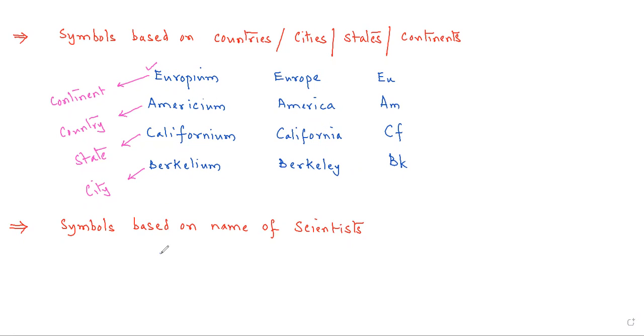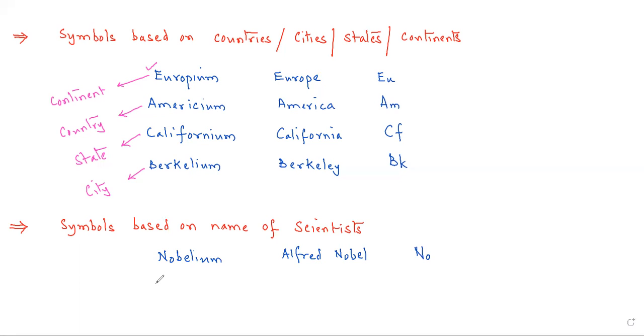We all know the name of a scientist, Alfred Nobel, on whose name an element was named as Nobelium. Name of the scientist is Alfred Nobel. Hope you know that every year Nobel Prize is given in different fields for the scientist who has done marvelous work or research in a particular field. So in this case, the symbol is given as NO.